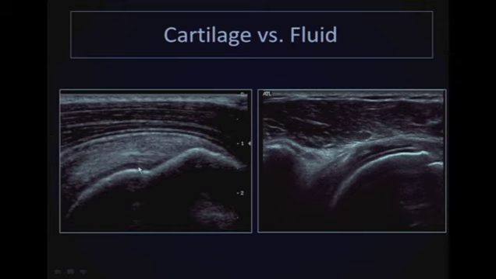Now the cartilage, which is covering the humeral head here, can be mistaken for fluid because cartilage can appear anechoic on the images. And it's important to know that. Again, knowledge of the anatomy and the ultrasound appearance is important.